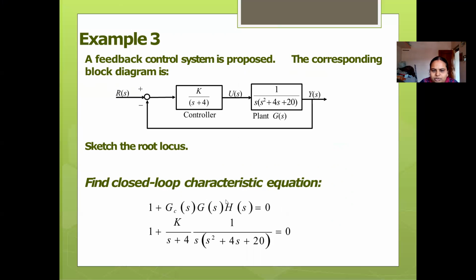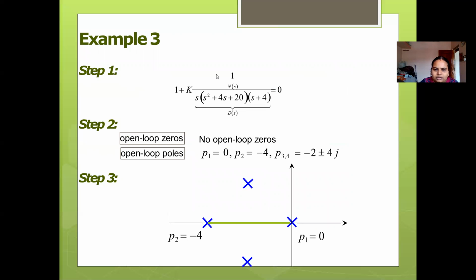For this also, we have to find out what is the value. Then find the closed loop characteristics of these two equations. Then I can get 1 plus K divided by s plus 4, into 1 divided by s into s square plus 4s plus 20, equals 0. Then step 1, find the numerator part and denominator part.